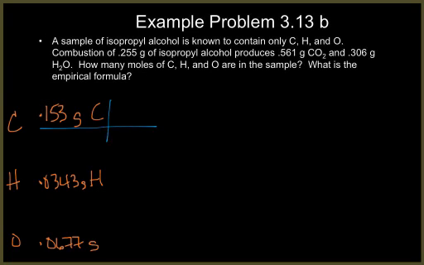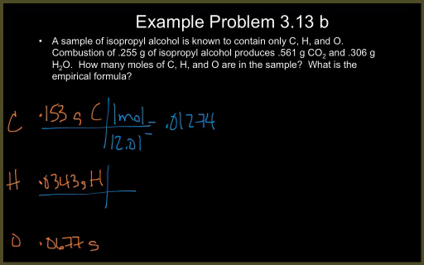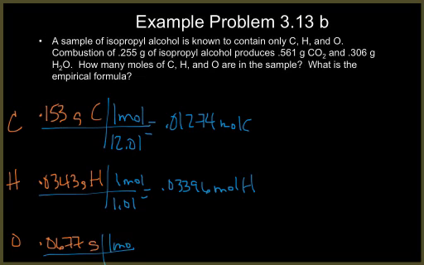So I'm going to convert this to moles, and I get 0.01274 moles of carbon. Hydrogen, 1 mole, 1.01 equals 0.03396 moles of H. My last one, 1 mole, 16 grams. Oxygen is 0.004231.